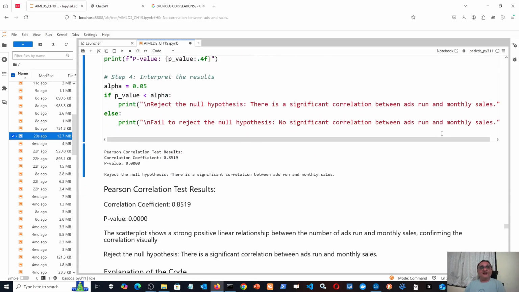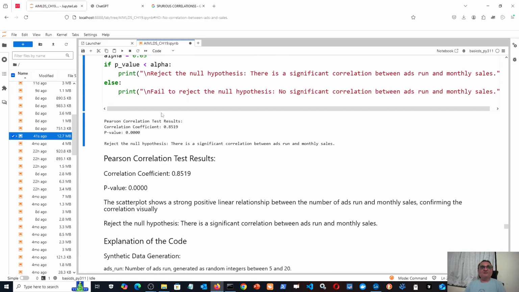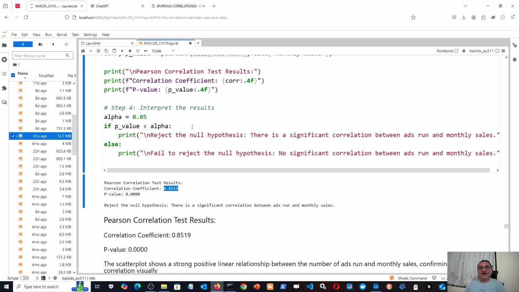And if this is negative, then in that case you would get this kind of graph. As more ads are run, sales decreases. But here you are getting this kind of graph. The trend line is like this. So that is called positive correlation. So plus 0.8519, high positive correlation.